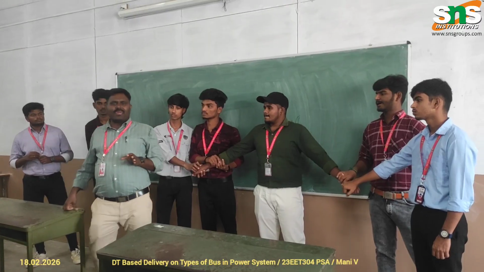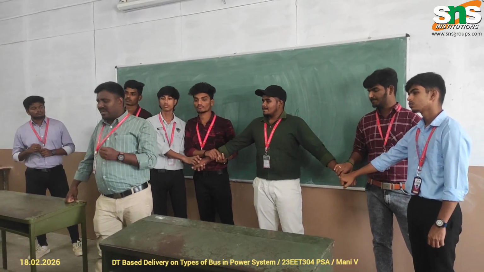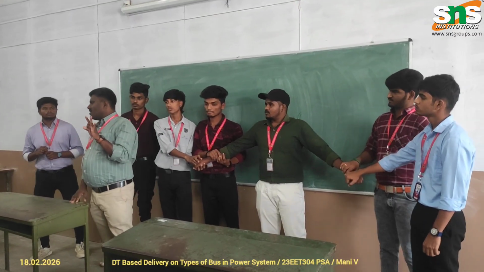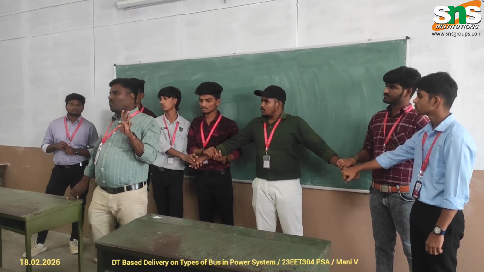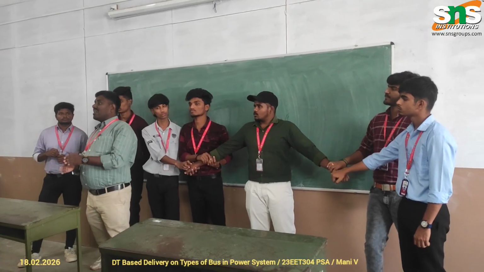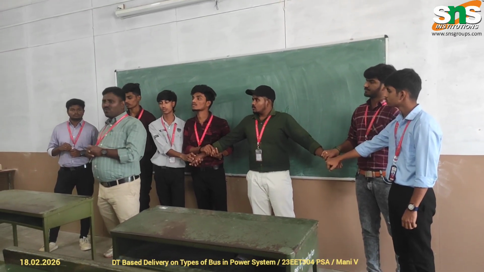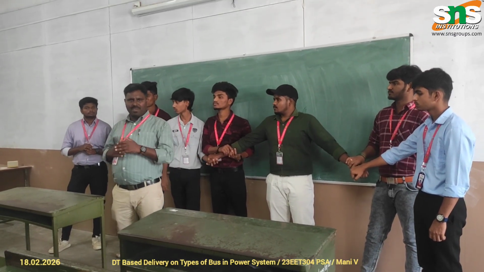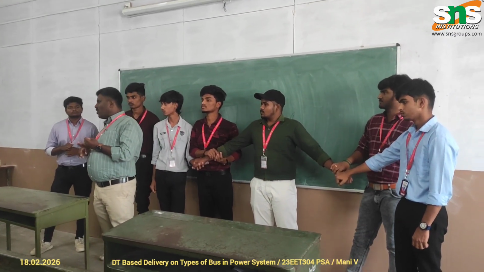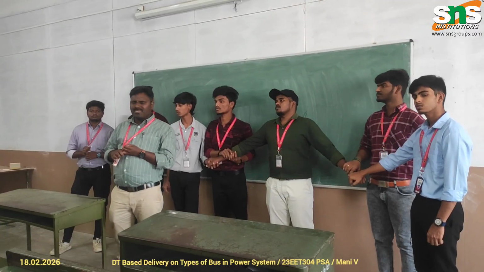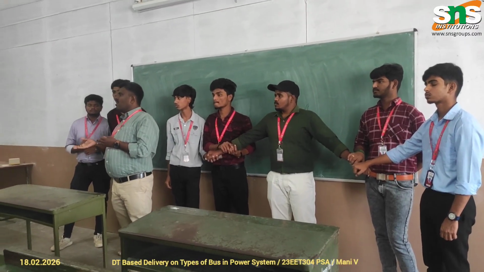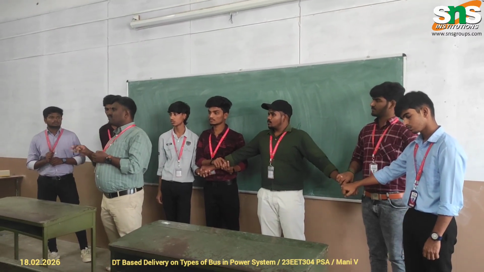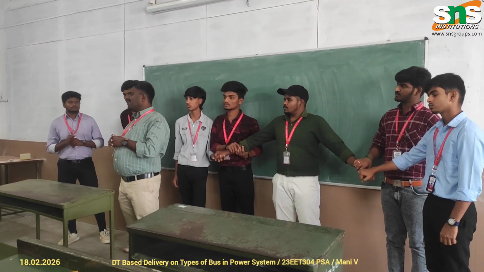Regarding electrical parameters, there are four: real power, reactive power, magnitude of voltage, and phase angle. Based on these four parameters, we divide the buses into the generator bus, also called the PV bus; the load bus, also called the PQ bus; and the slack bus, also called the swing bus or reference bus. So based on these parameters, we can classify three buses.